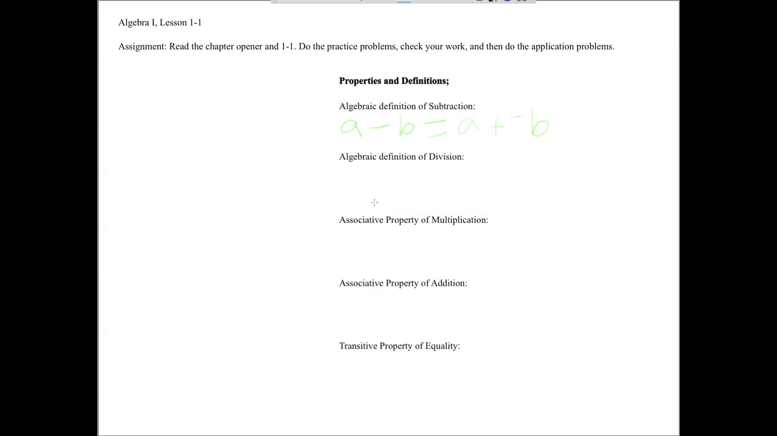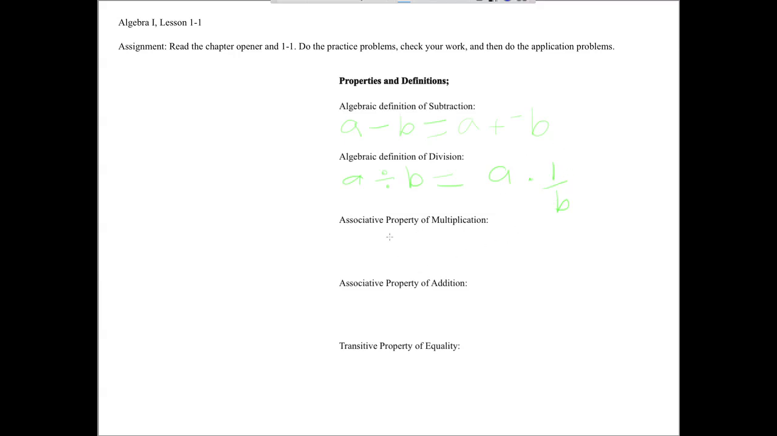The algebraic definition of division, the same reason we changed subtraction to addition, we changed division to multiplication, because in this case multiplication is associative also. So if I have a divided by b, it now equals a times 1 over b. This puts us in the form of a multiplication problem. A times 1 over b is the same as a divided by b, but in this form it's associative.